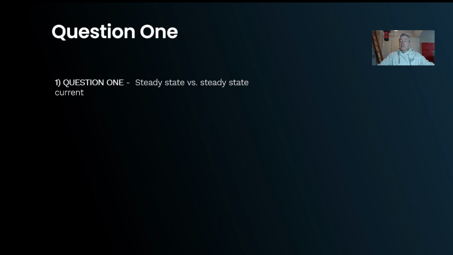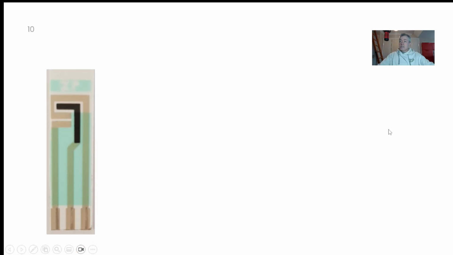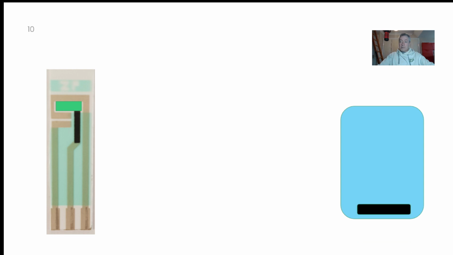Question number 1. I think it's just clarifying our definitions of steady state versus steady state current. If I take a screen printed electrode and turn it into a biosensor, for example for glucose, what we sometimes do is put it in a beaker with a magnetic stirrer. When we spin that magnetic stirrer, we're creating a constant flow. We're stirring, and the liquid is moving through at a constant rate.